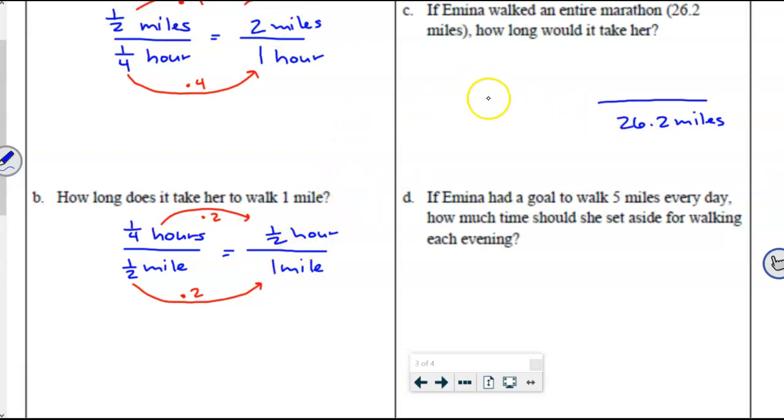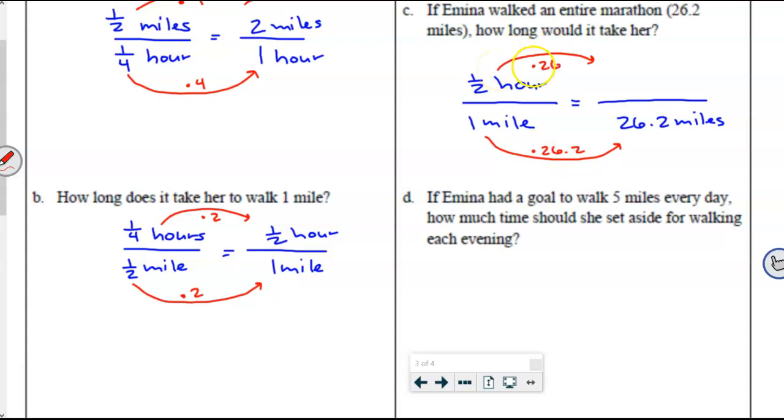So I set this problem up differently. Can't always use going straight across. We need to use this one. So 1 mile is going to change to 26.2. Using that unit rate, 1/2 of an hour for 1 mile, and that 1 mile is changing to 26.2 by multiplying by 26.2.